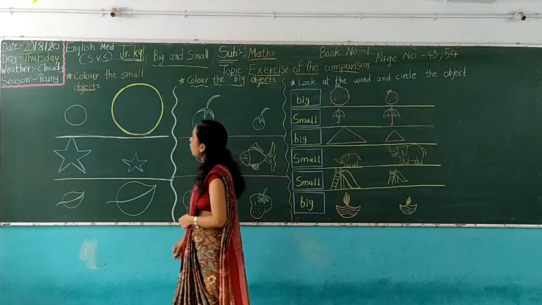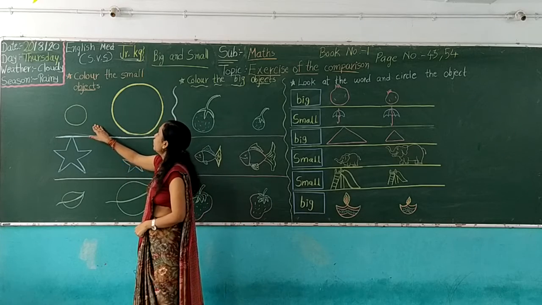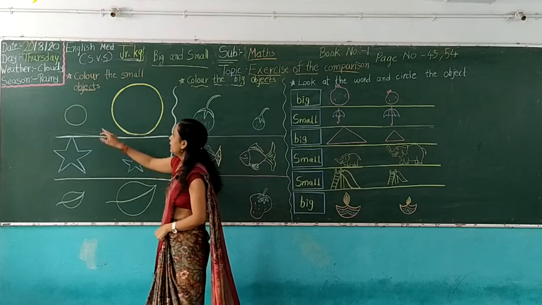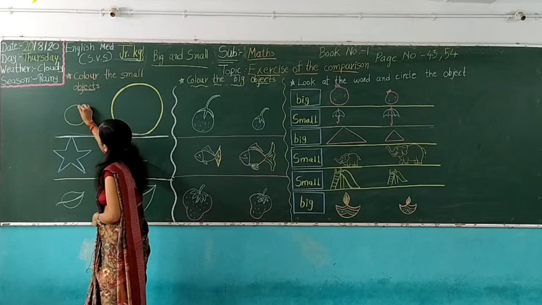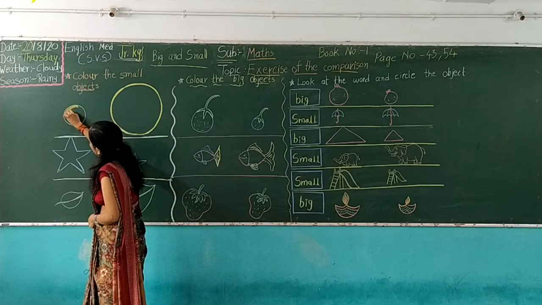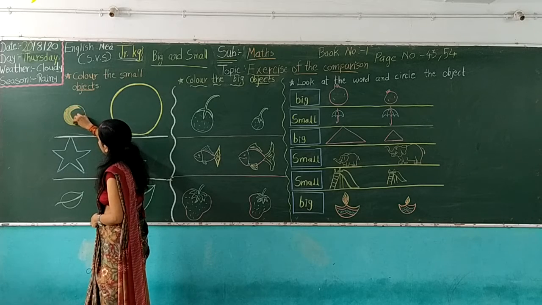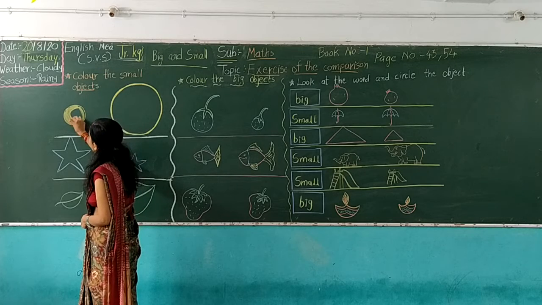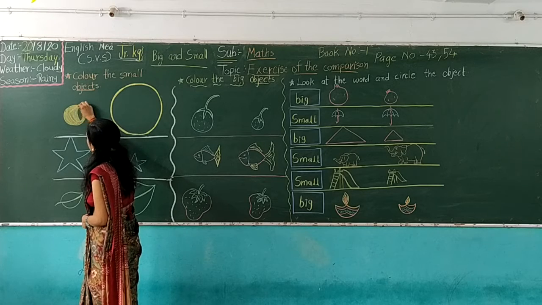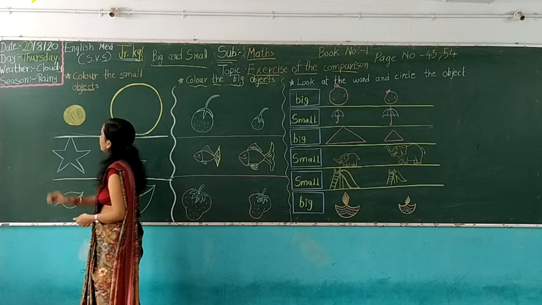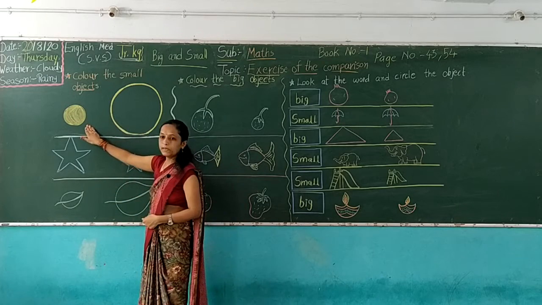So which circle is small? This? No. This? Yes. So color the small objects. So this circle is small. Okay, children, color the small object. Big, small. So color the small object.